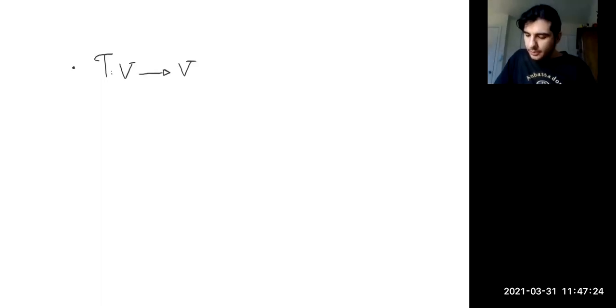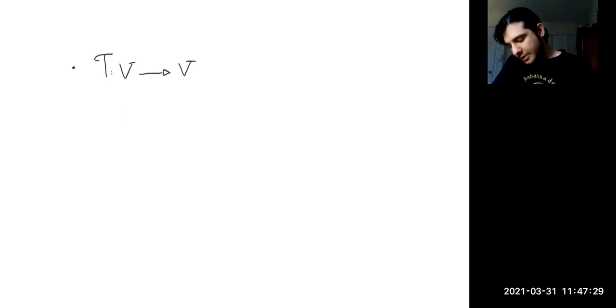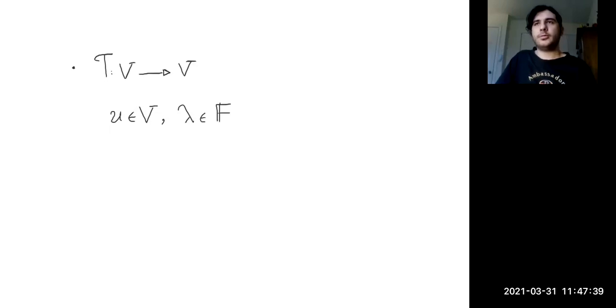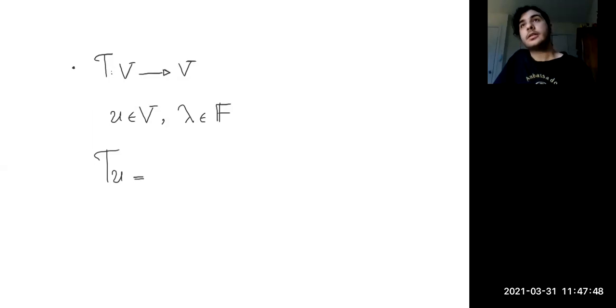Whenever we have a linear map like T from a vector space to itself, T from V to V, we can look at this equation. We can look at vectors like U. So U is a vector and lambda is a scalar in the field. For example, in R or in C, whatever the field is. And we can look at such vectors and numbers such that T of U, the image of this vector U, is equal to lambda times U.